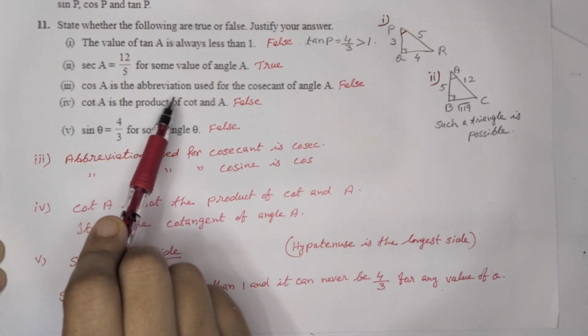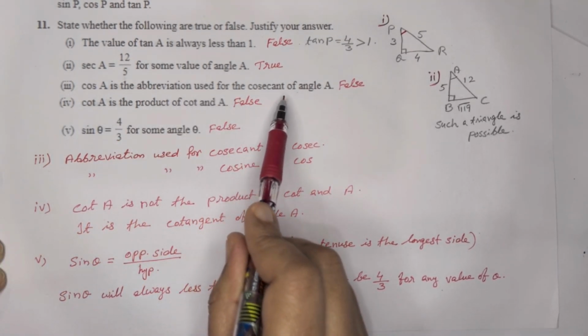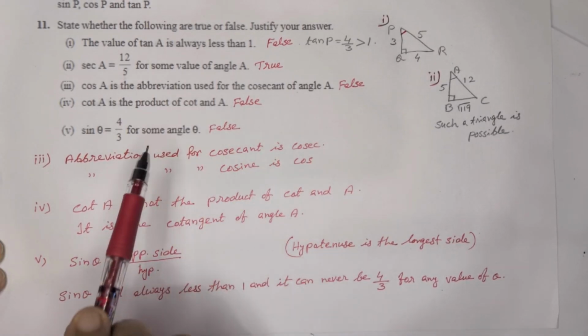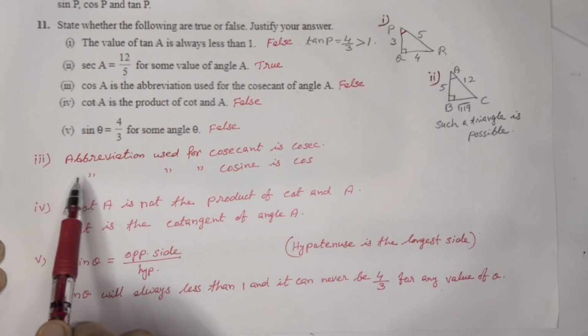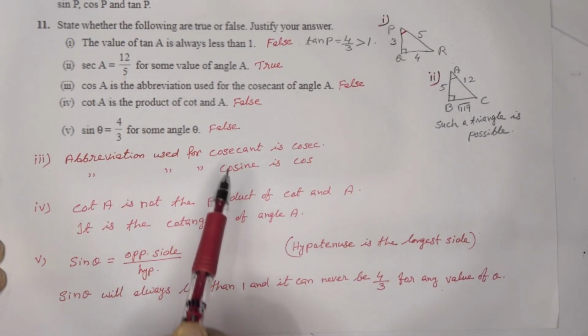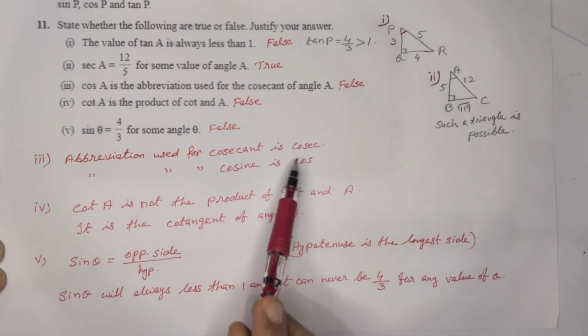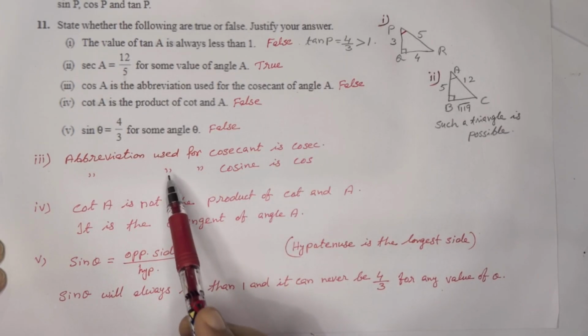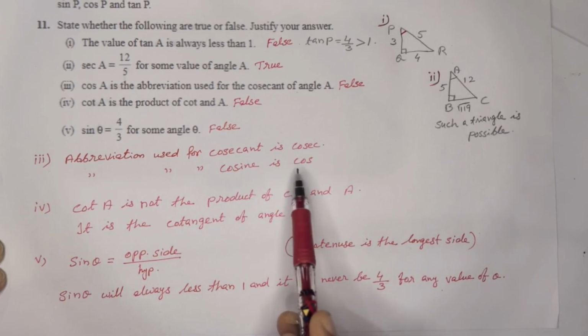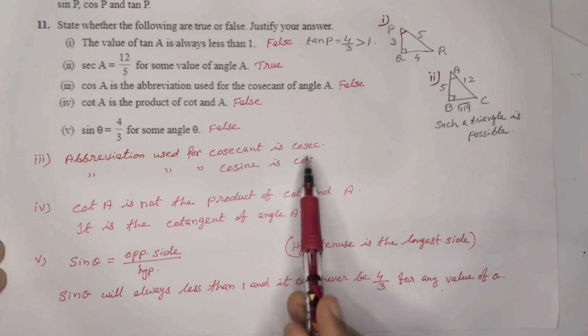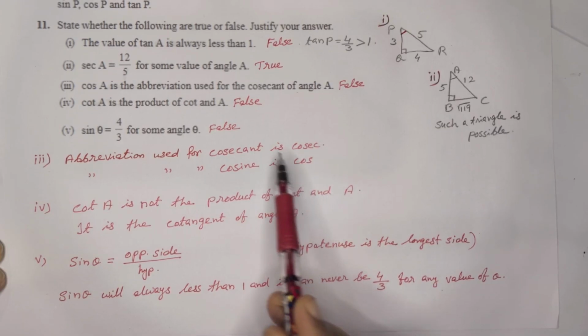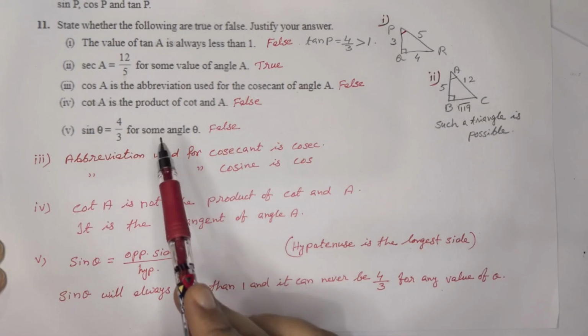Third statement. Cos A is the abbreviation used for the cosecant of angle A. That is false. The abbreviation used for cosecant is cosec. The abbreviation used for cosine is cos. Cosec and cos are different terms, different ratios. So this statement is wrong.